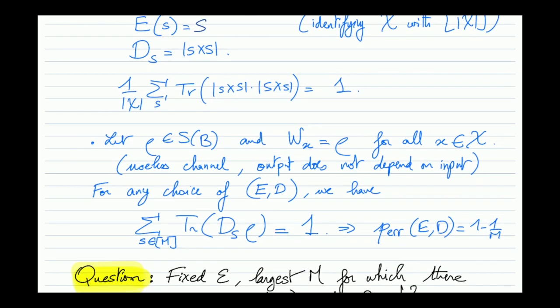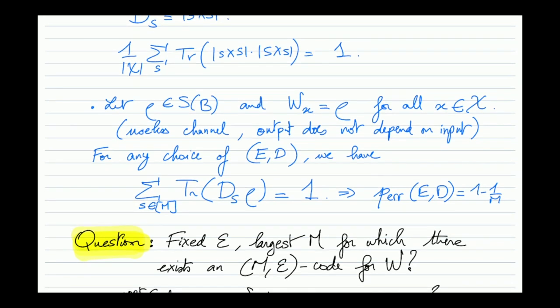The other end is a completely trivial channel where I completely cut the link between the input and the output. Imagine that for every x, the output density operator is just a fixed state rho. This means that the input is completely independent of the output. It's a completely useless channel. And so we expect the error probability to be quite high. Let's just see that with the math.